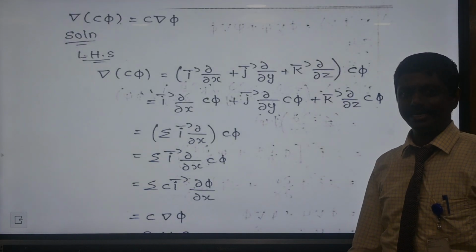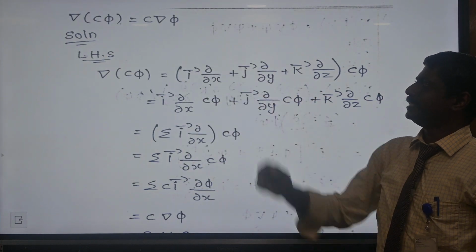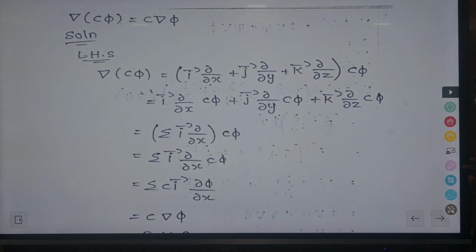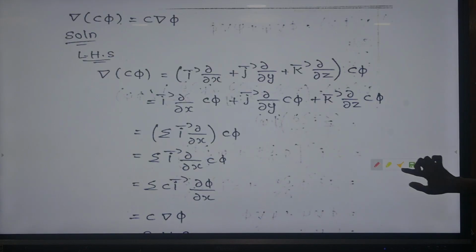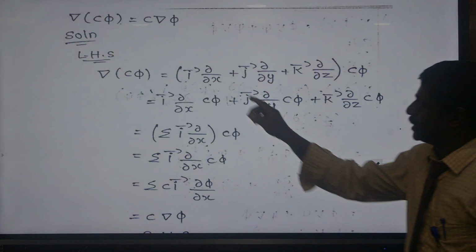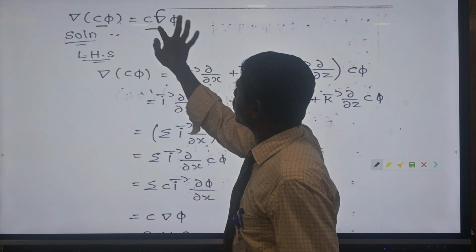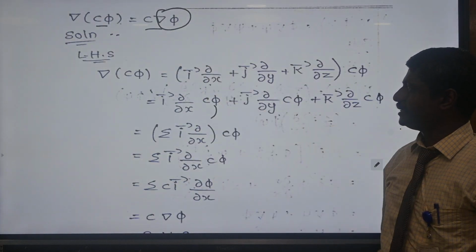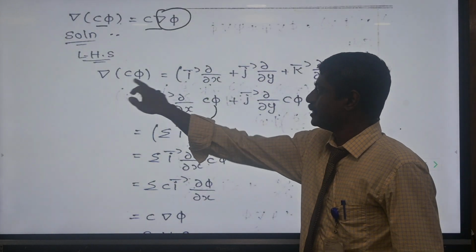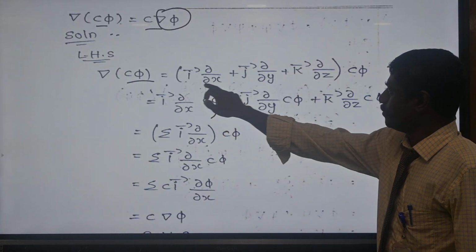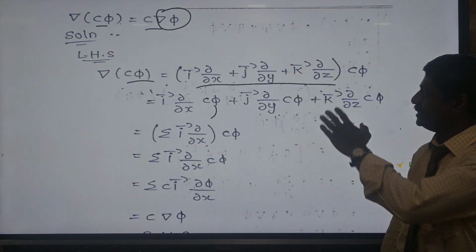First I prove that del of (c pi) equals c del pi. When you do the differentiation, we can keep c as a constant. Similarly, take c out, then you can write del pi. I take the LHS, del of (c pi). So del, you know very well: i dou by dou x, similarly j and k.